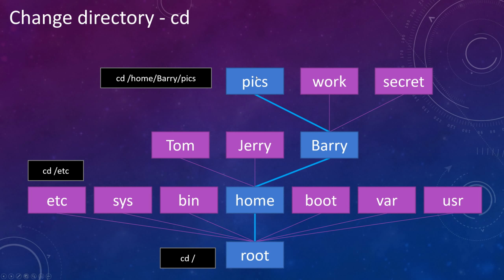Similarly, if I want to jump from pics to this one, which is root etc, I would just type cd /etc, and I wouldn't have to go through the system tree, I would just teleport from pics to etc. Similarly, if I want to go to the root, it's just cd /, so cd root.